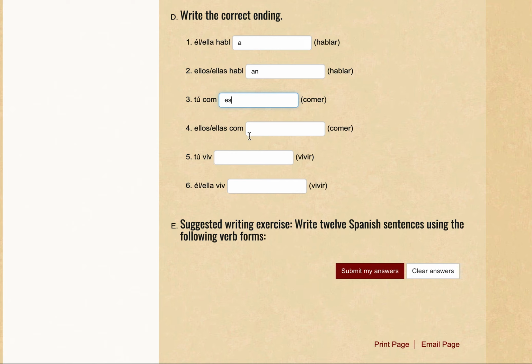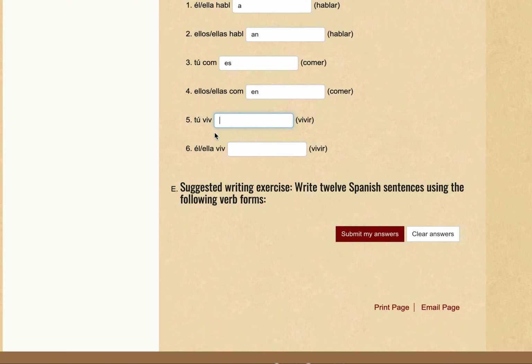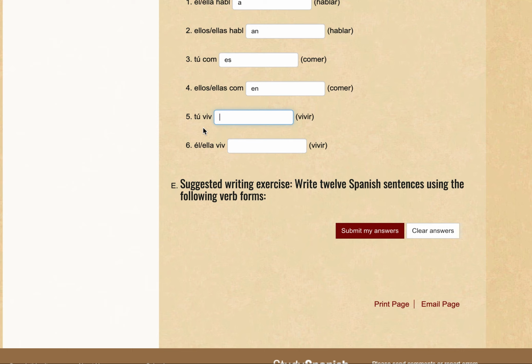So this has an O, right? And from that we know we need to use an N. So it can either be AN or EN. And since it's an ER verb, we will use an EN. So ellos comen. Okay, and tú again. So this one is tú. We definitely have an S here. So it's either AS or ES. Since it's an IR verb, we use ES. Tú bebes. And last one, él, ella, vive.